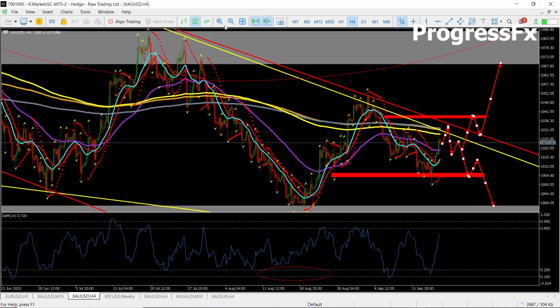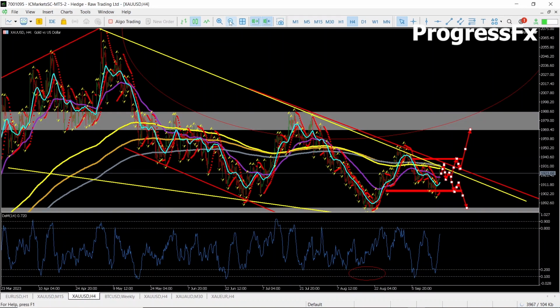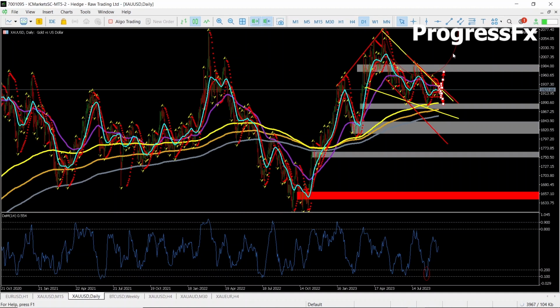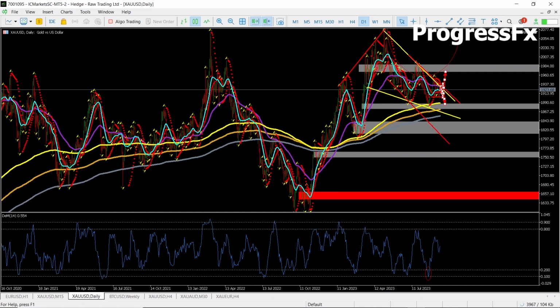So overall, this is the exact format of what you should expect in the market. The price of gold is going to rally on this circle, this enclave.